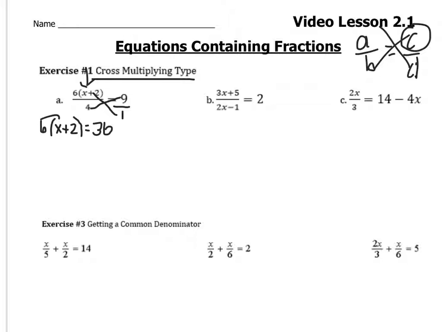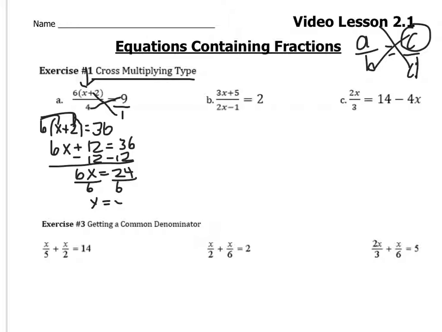To get rid of the parentheses, we distribute. 6 times x gives me 6x. 6 times 2 gives me 12, equals 36. To get that x by itself, I'm going to subtract 12 from both sides. And with 6x equals 36 minus 12 is 24. Dividing by 6 on both sides, I end up with x equals 4. 24 divided by 6 is 4.